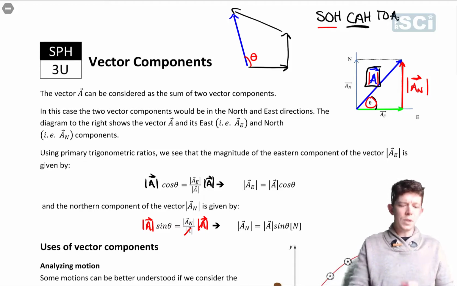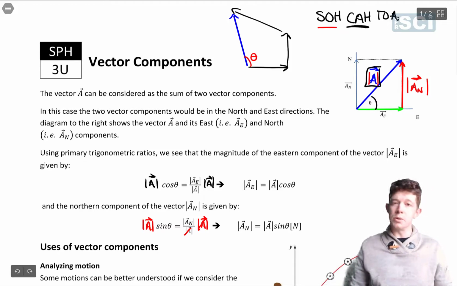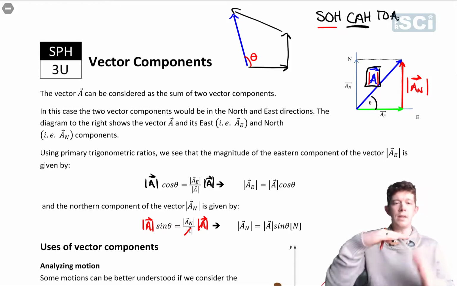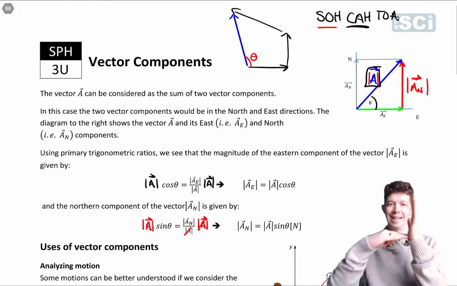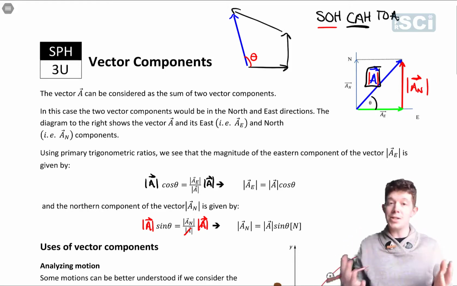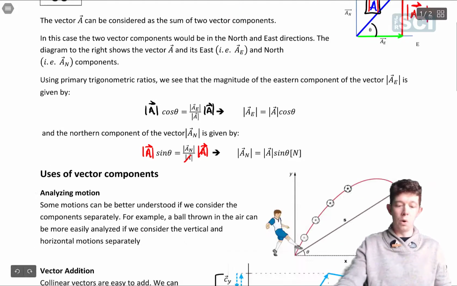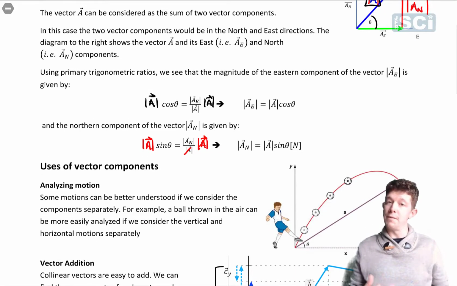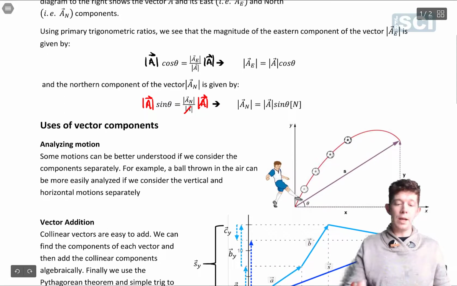So the nice thing about doing this is that the horizontal piece and the vertical piece will always be 90 degrees to each other. So I can actually just use primary trig ratios to determine the resulting angle theta, or the result of adding my vectors together. So when would I ever need this?